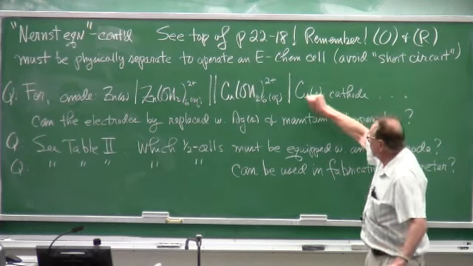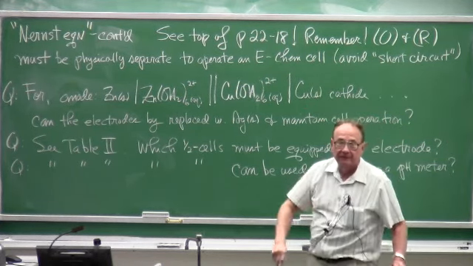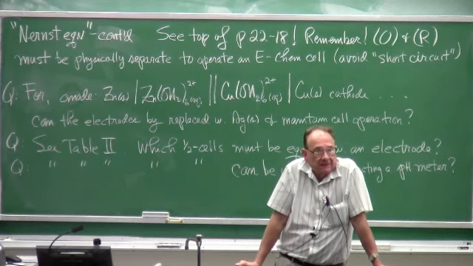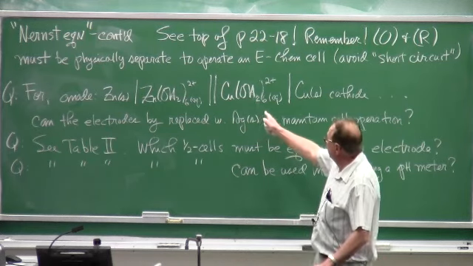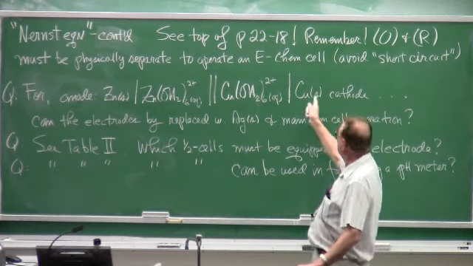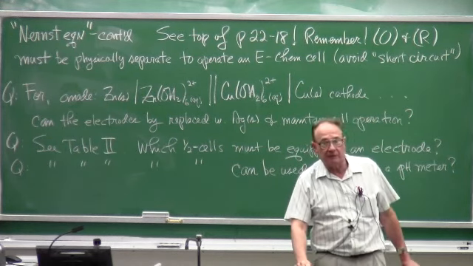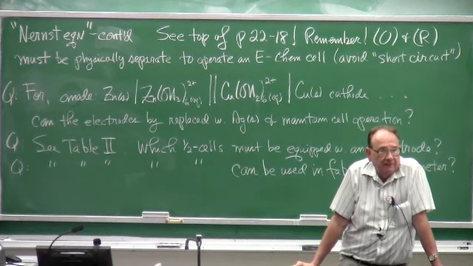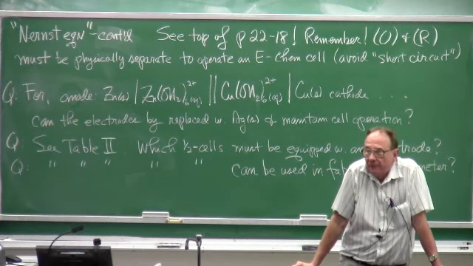So can I take away this copper strip and put in a silver strip and still have the system operate? Will the silver reduce hydrated copper ion? Will I create a short circuit by taking away my copper strip and replacing it with a silver strip? Will that create a short circuit? We talked about this last time.